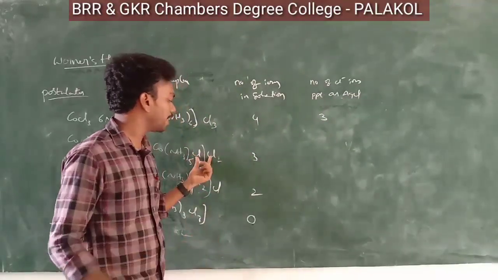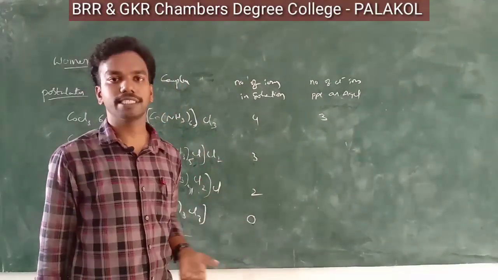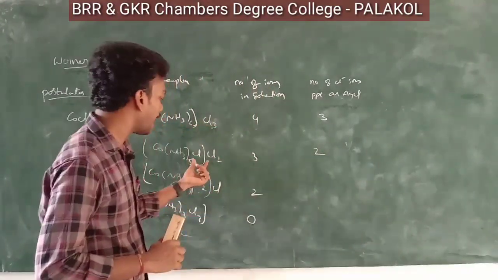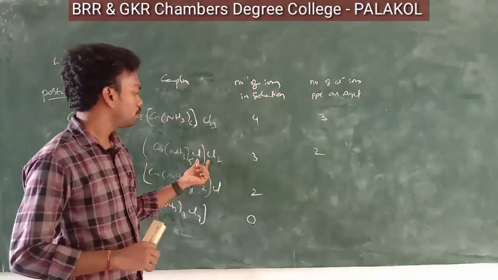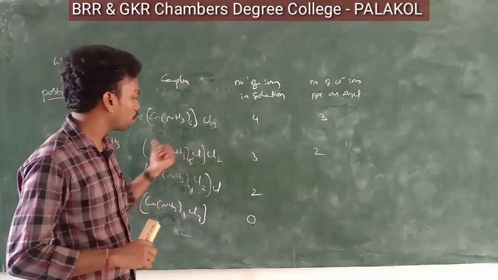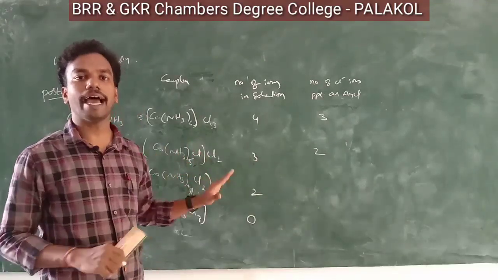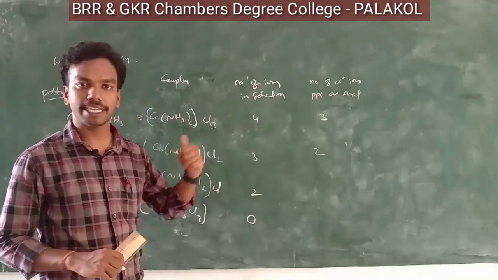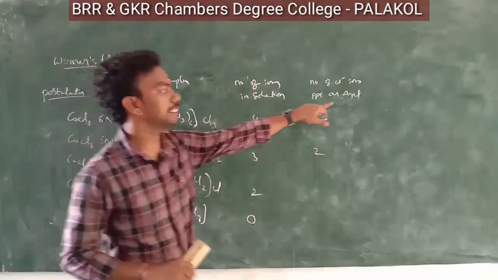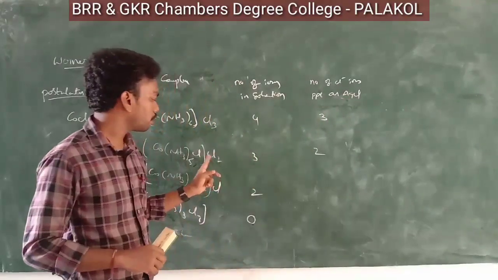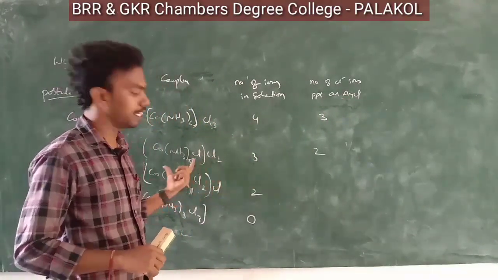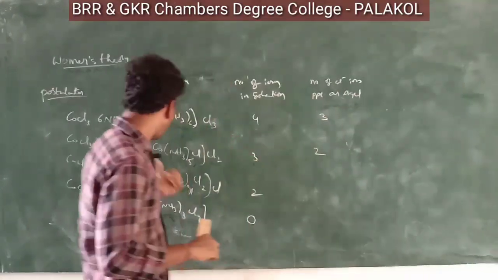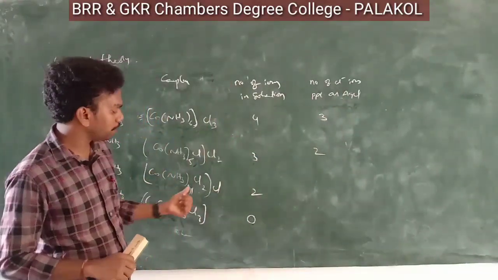Now how many chloride ions are reacting with Ag plus ions and forming AgCl precipitate? 2. Even though you have 3 chloride ions, 1 chloride ion is within the coordination sphere, so it will not get ionized. That's why it does not react with Ag plus ions and form AgCl precipitate. But the 2 chloride ions present outside the coordination sphere react with the Ag plus and form AgCl white precipitate. Okay.